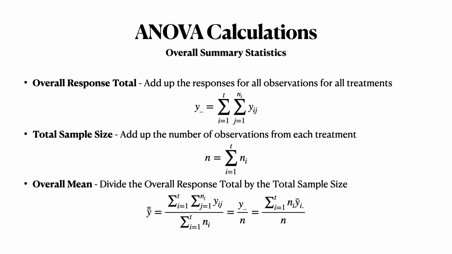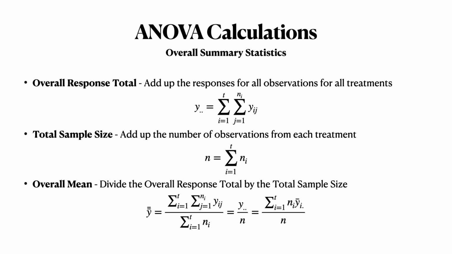We also need some overall summary statistics. And so we'll need the overall response total. To get this, we add up the responses for all observations for all treatments. We will denote the overall response total by y dot dot, because to get this, we are summing over both indices, i and j. And so this is the sum of the y sub ij's, where we have a double summation, i going from 1 up to t, and then for each i, j ranges from 1 up to n sub i.